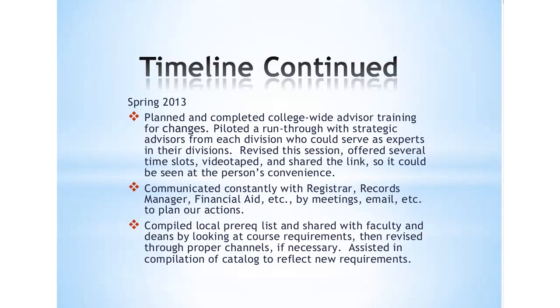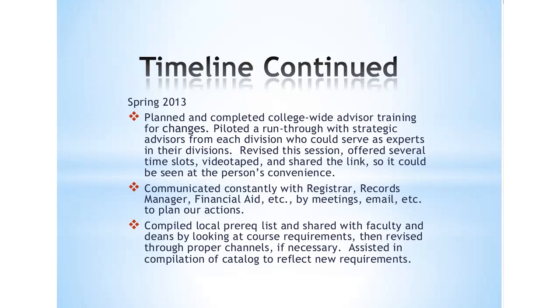We did something a little differently in that we identified an advisor in each division who could be the expert for that area, so that they wouldn't be calling us all the time. We practiced with them and went through scenarios of students, and helped them see where we needed to revise our crosswalk or any of that information on there.